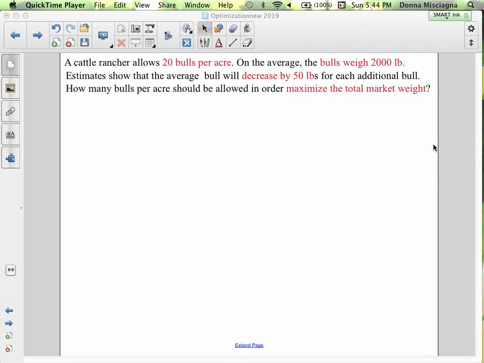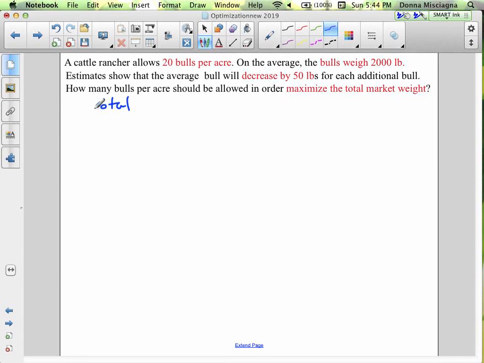Right? So let's write our primary equation. Let's just think about this. The total weight, we need a T there. The total weight is the average weight of each bull times the number of bulls.